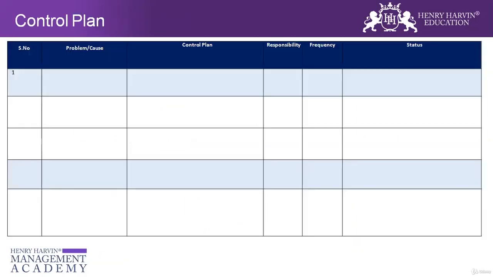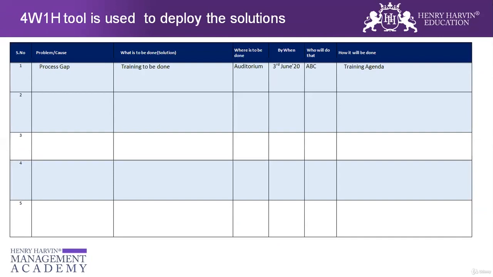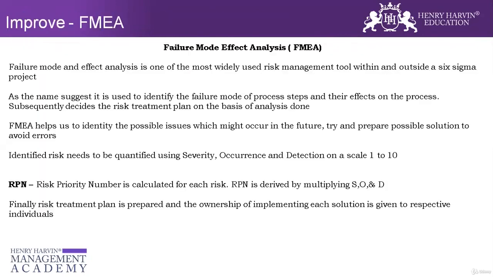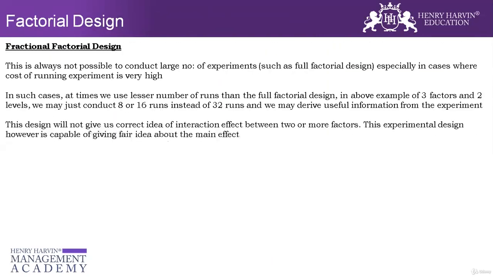Apart from that, a very important tool is called a control plan. So in the improve phase, we prepared an improve plan. Do we remember that? 4W1H. This is an improve plan. Very simple: I've got this solution and I want to implement it. But now there is a difference between the improve plan and the control plan that needs to be prepared in the control phase of the Six Sigma.